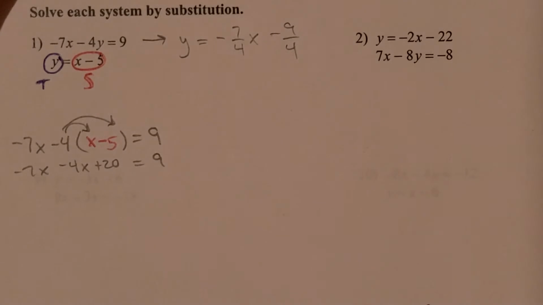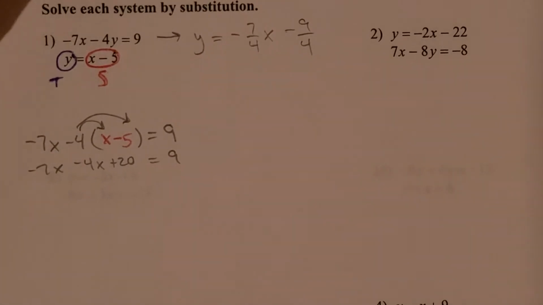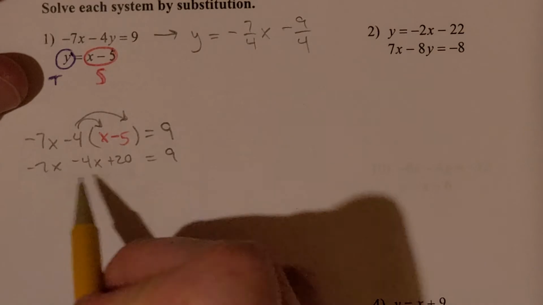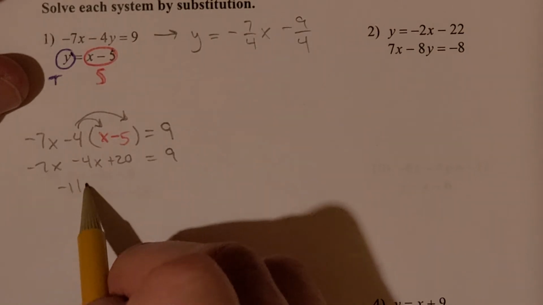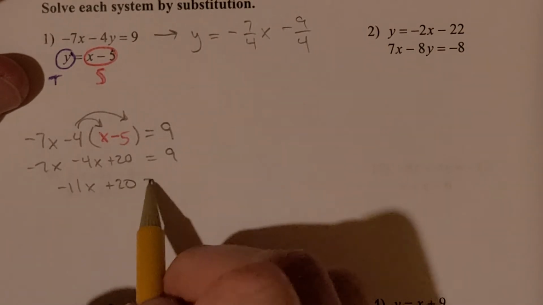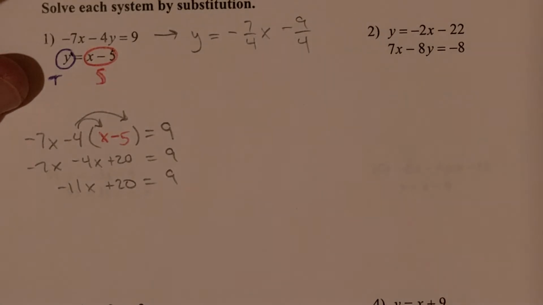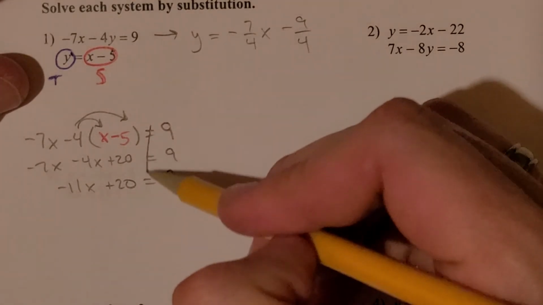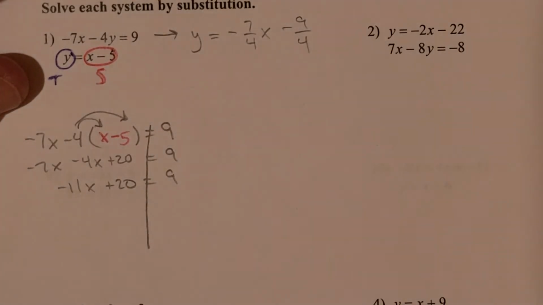And if you need to take a second and pause and do this a little slower than I'm going to do it, that's totally fine. But this stuff we've done. Next step would be combining like terms. So negative 7x and negative 4x make negative 11x. Next step would be collecting variables, but they're all on the left-hand side, so we're good.